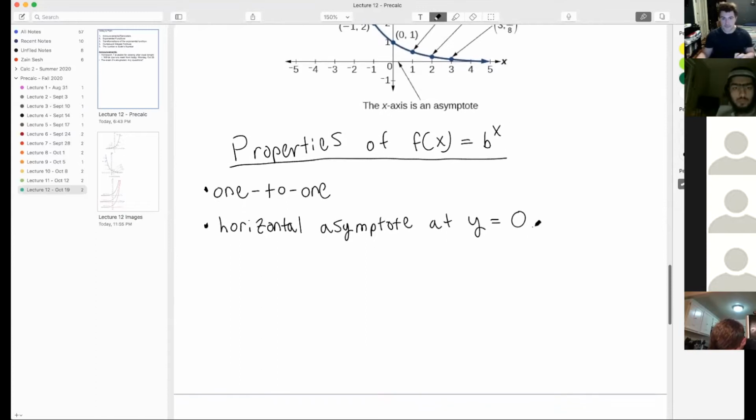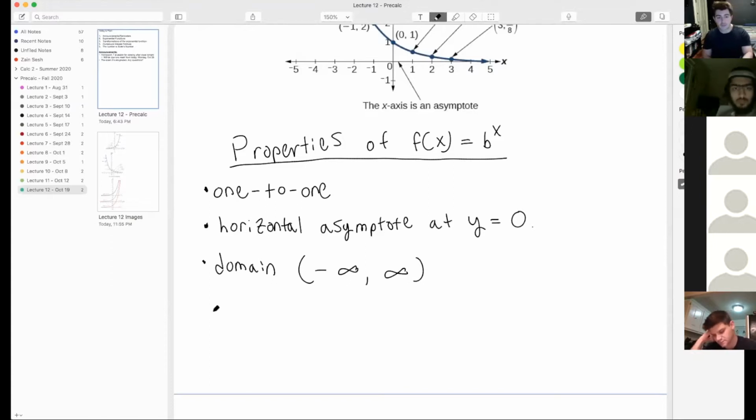Okay, good. Domain. What x values are permissible to plug into this function? Are there any restrictions? Are there any bad numbers that would cause problems in this exponential? No. You can raise b to any power you want. Any number will be fine. So the domain will be negative infinity to infinity. There's no domain restrictions. It's a very nice function.